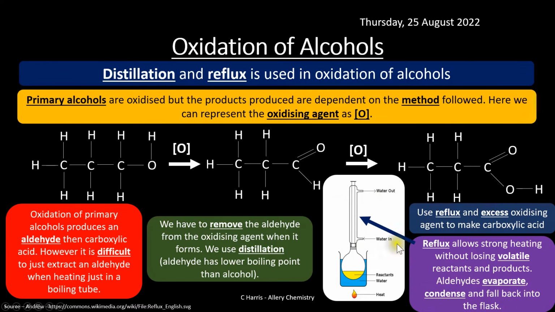So reflux allows us to heat up a chemical such as an alcohol without actually losing any of the product. If we didn't have this condenser on the top, we'd heat that up and all the products would just vaporize and disappear. So the condenser is there to do what it says it's going to do. It's going to condense the products back into a liquid and it'll drop back down. You probably would have seen it, I would imagine. It's a classic bit of kit to use in chemistry.